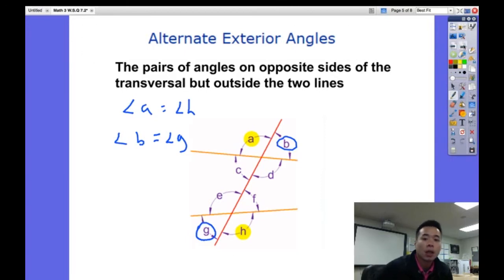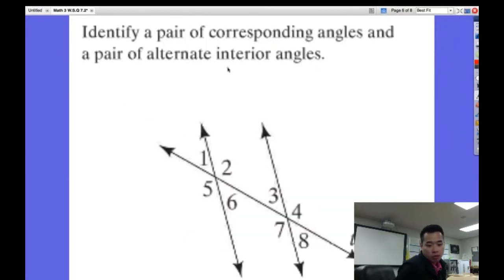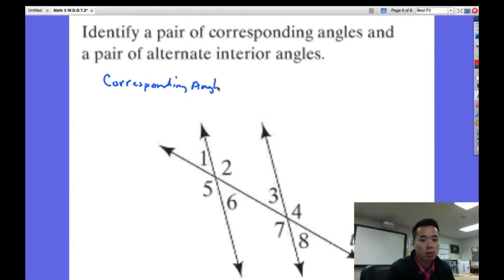Okay, so here's an example. Draw this and then write this answer. Identify a pair of corresponding angles and a pair of alternate interior angles. So let's do the corresponding angles first. You just need a pair. So for corresponding angles, this is going to be this top left corner, angle 1. I go same side, same corner of the other parallel line. So there's angle 3. So corresponding angles would be angle 1 and angle 3.